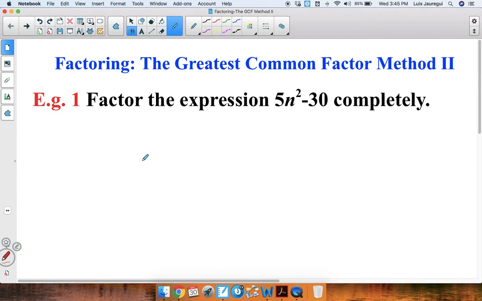Welcome! In this video we'll be factoring by using the greatest common factor method part 2. Let's take a look at our first example. Factor the expression 5n squared minus 30 completely.